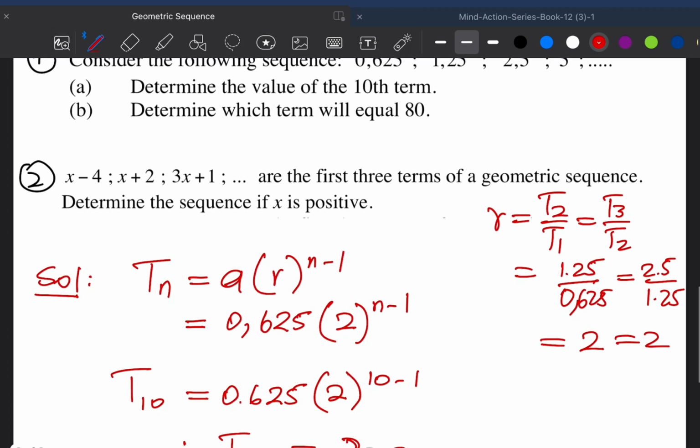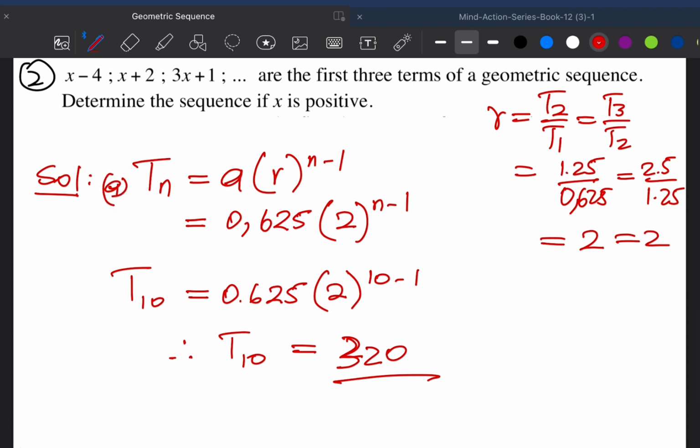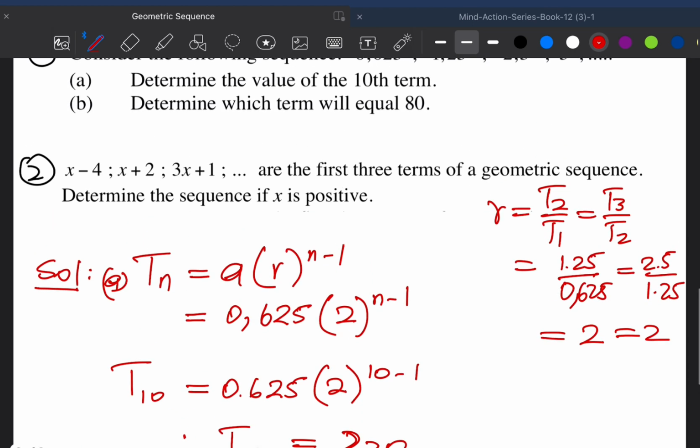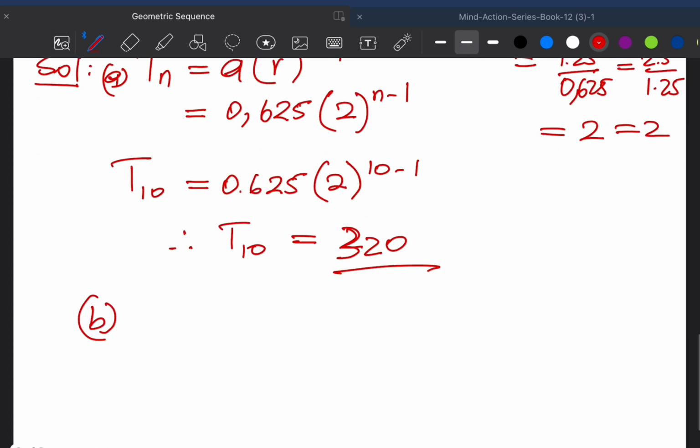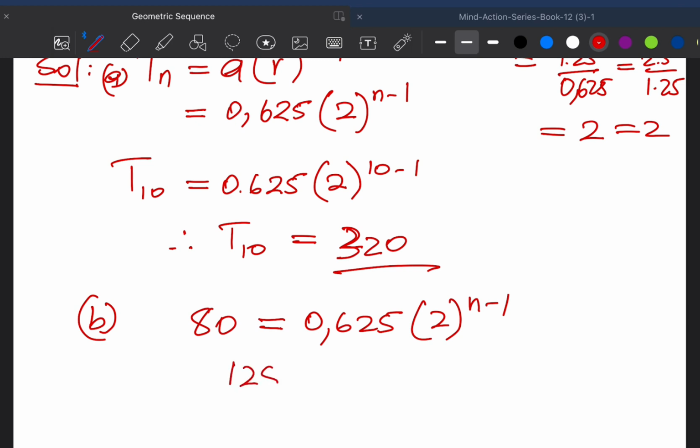Sorry about that. Now number B. Letter B: determine which term will be equal to 80. Now we have the term which is equal to 80. We don't know what is the position of that term. So we have 80 equivalent to 0,625 times 2 to the power of n minus 1. We need to divide both sides by 0,625. 80 divided by 0,625, you get 128 here. There you have 2 to the power of n minus 1.